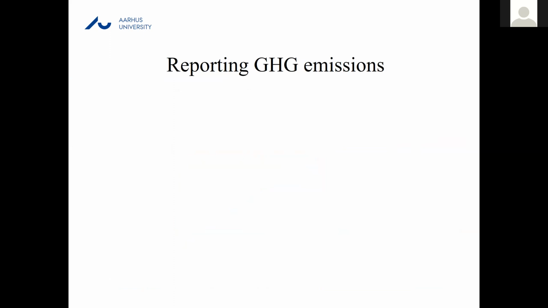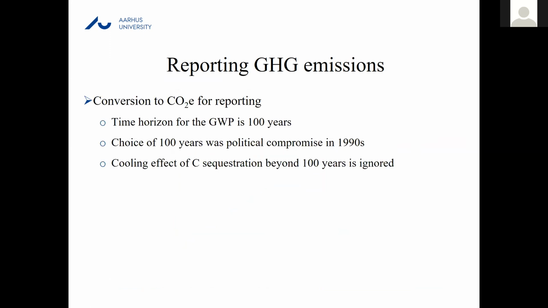When we report greenhouse gas emissions under international conventions, we convert non-CO2 greenhouse gas emissions to CO2 equivalents using a time horizon of 100 years. The choice of 100 years was a political compromise made back in the 1990s. Although there have been arguments for the use of alternative time horizons, the considerable inertia associated with international agreements means that they are unlikely to have any chance of gaining traction with national governments.